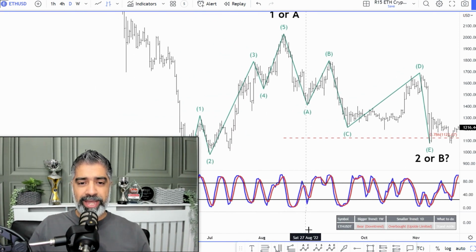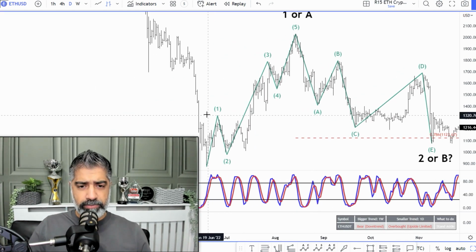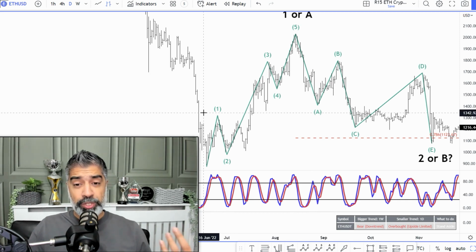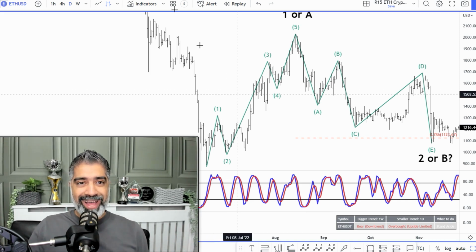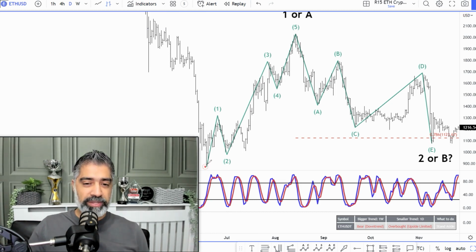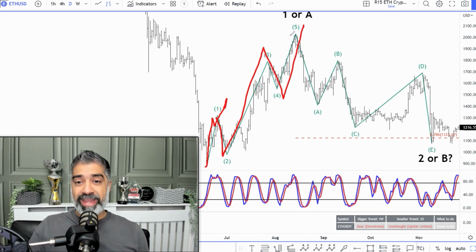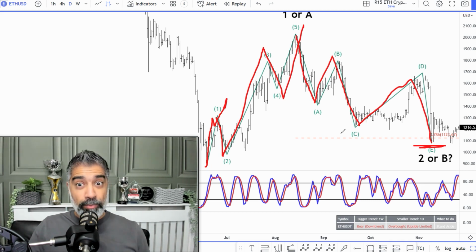So when we're looking at the macro picture, this is from June 2022. Look at the market in terms of 5s and 3s. Sometimes it's not always 5s and 3s, but more often than not, 1, 2, 3, 4, 5, and then a minimum of an A, B, C. Now, it looks like a D and an E. That's more of a complex correction, but that's more often than not.